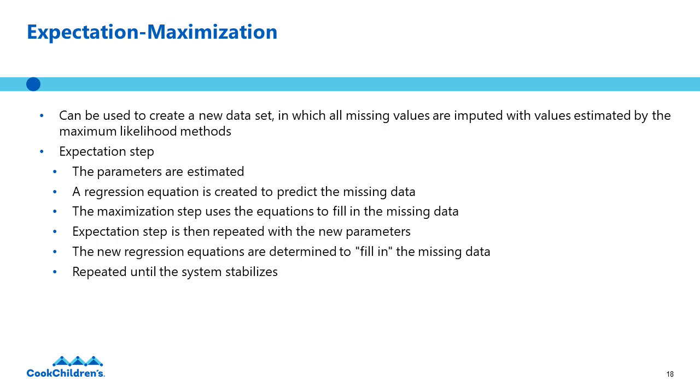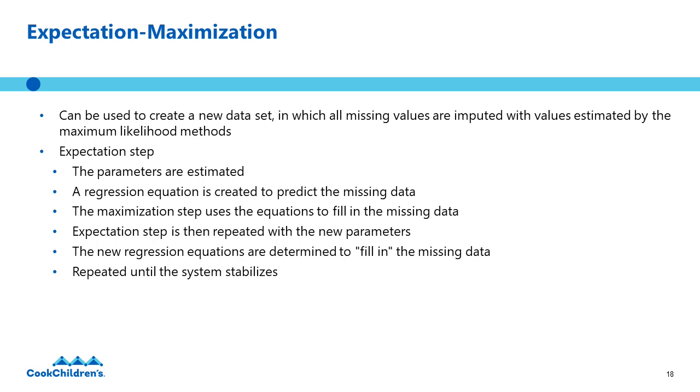The expectation step is then repeated with the new parameters, where the new regression equations are determined to fill in the missing data. The expectation and maximization steps are repeated until the system stabilizes, when the covariance matrix for the subsequent iteration is virtually the same as that for the preceding iteration.